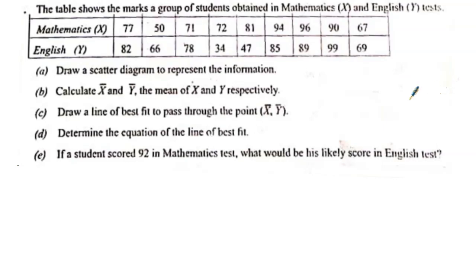So let's go to our graph and look at the numbers for the x-axis. The lowest is 50 and the highest is 96, so we really have to get up to 100. The same thing for the y-axis: the lowest is 34 and the highest is 99. So we have our y-axis and then our x-axis. Here happens to be mathematics, the x-axis.